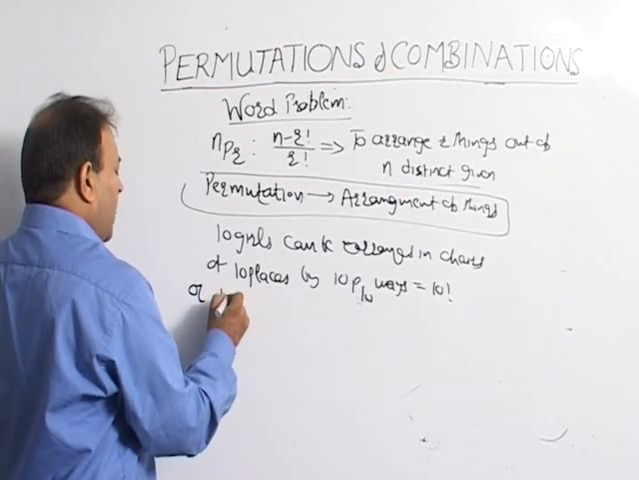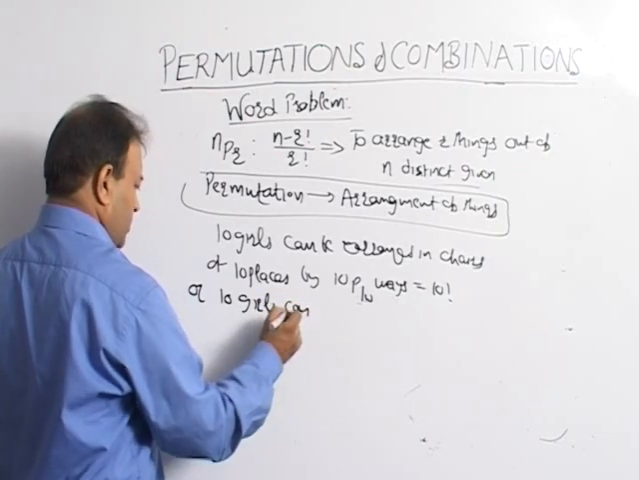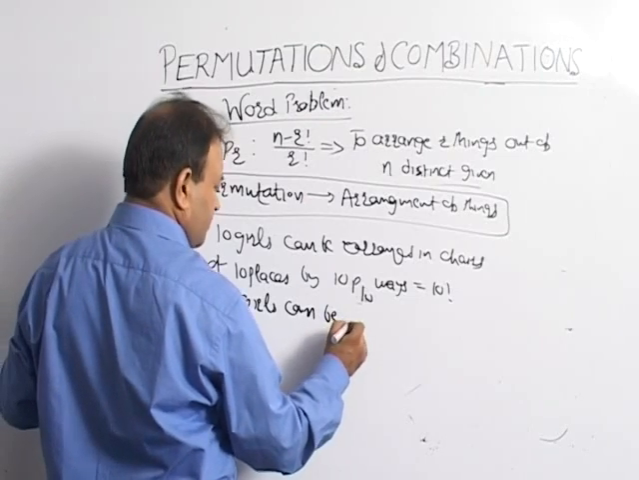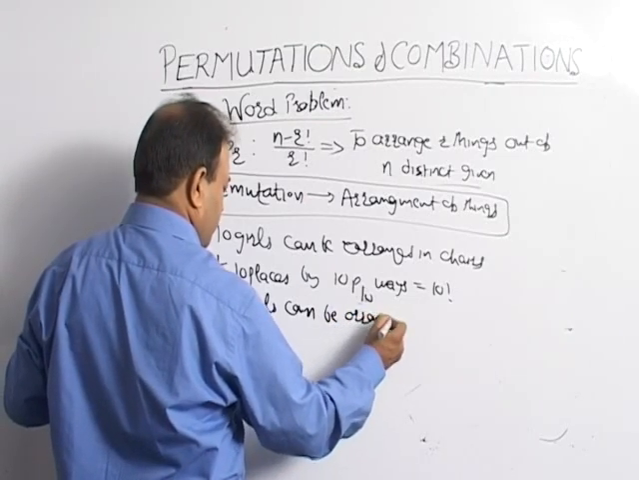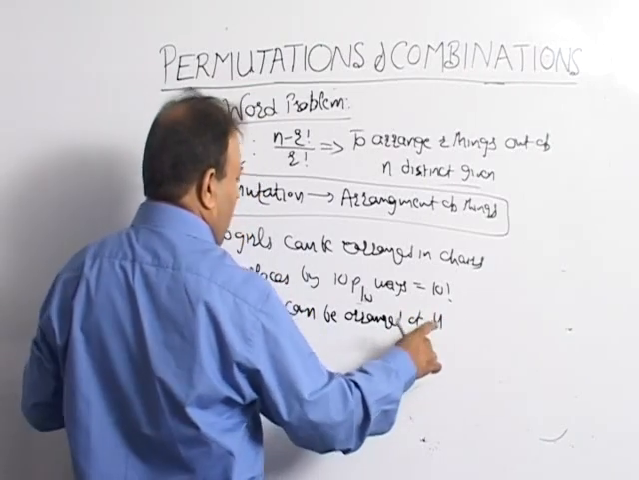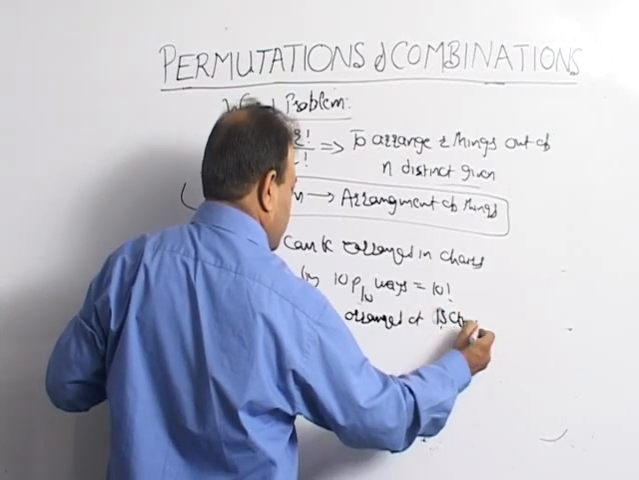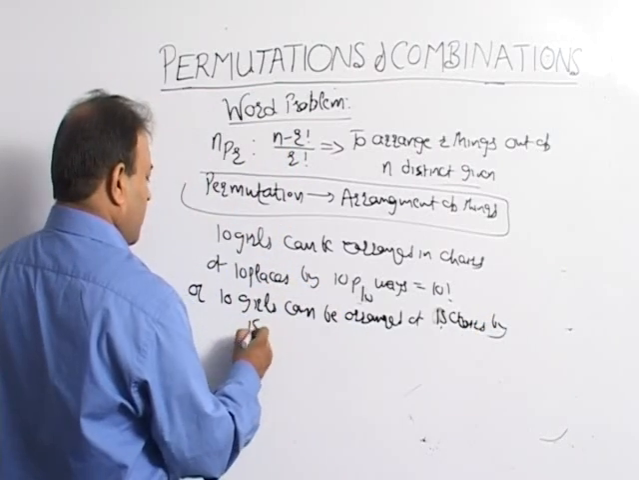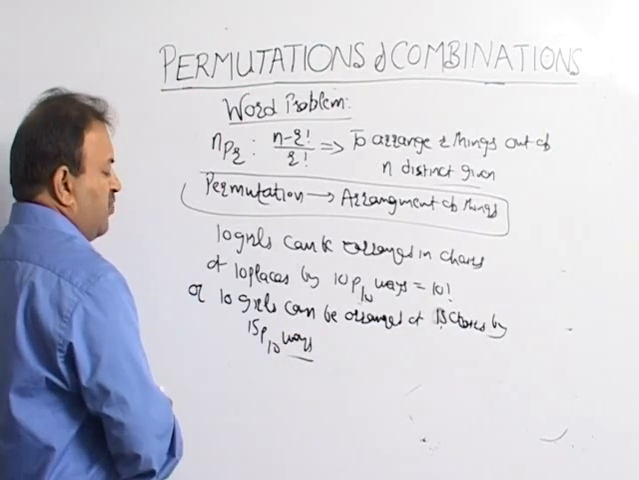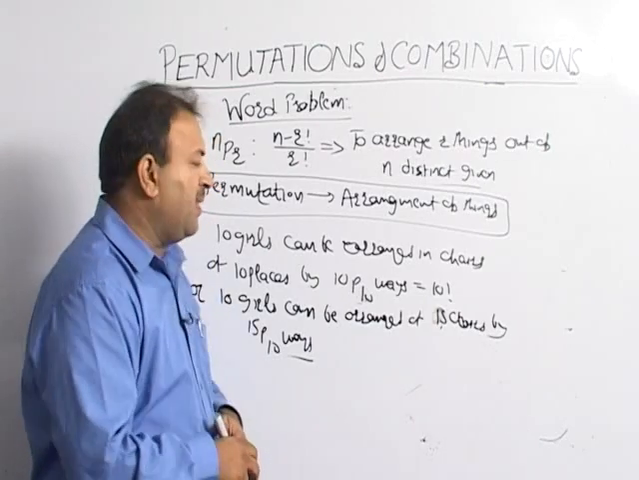और इट इज 10 girls can be arranged at, it comes out to be 15 seats, 15 chairs, by 15P10 ways. It is, we can say this thing, if 10 girls are to be arranged in chairs, it can be done by 15P10 ways.